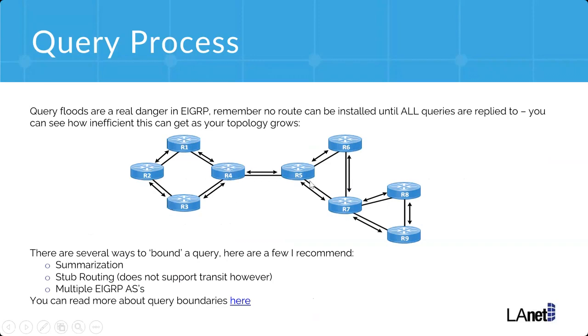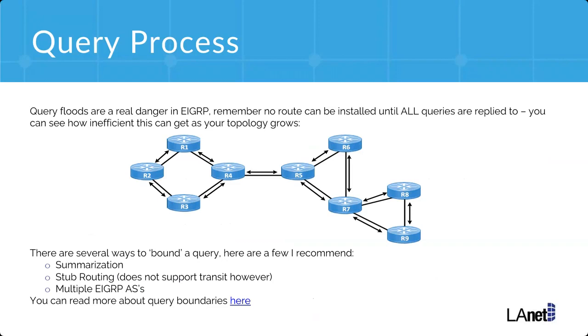R4 starts querying R5 for routes up on R1. Why would it go to R5, you would say? And R5 starts querying R6 and R7, and R7 queries R6 and R8, right? And R9, actually, right? And R8 is querying R7 and R9. You can see how this makes scalability a real challenge in EIGRP. This is why I said if you're going to scale EIGRP up beyond, say, a few dozen routers, then I recommend finding ways to bound your queries.